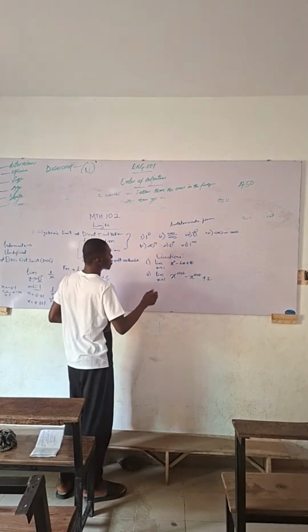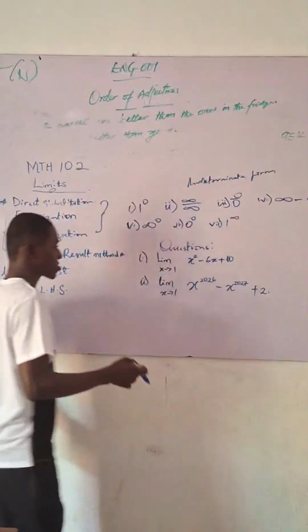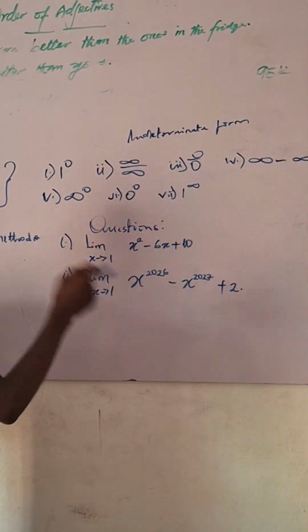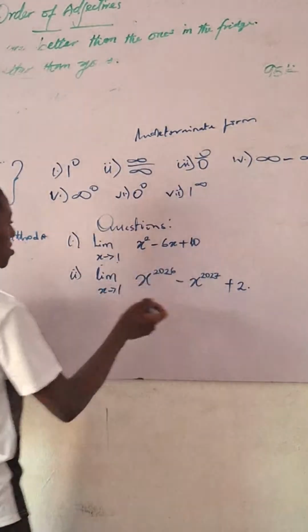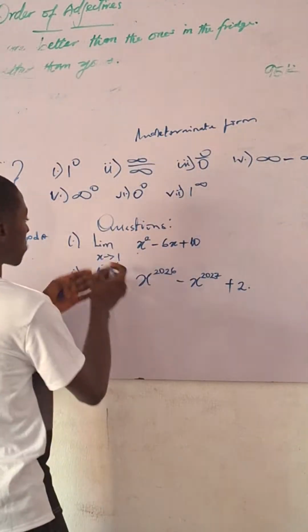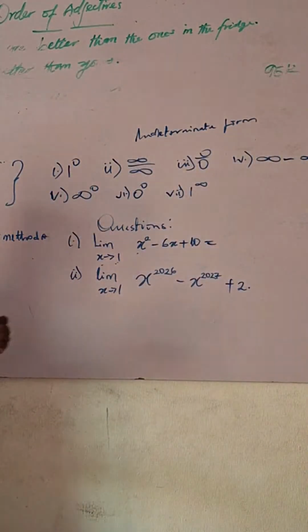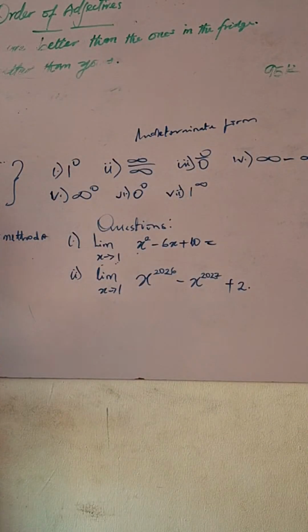So now, let's take the question together. Some of you already know the answers to this one already. So, limit of x approaching 1. How do I solve this? Some of them have not done math before in their life. So let me put it that way. I know, but you did not know it.